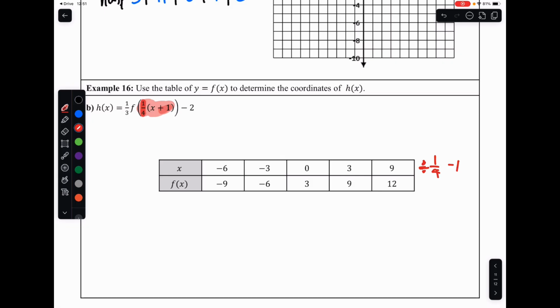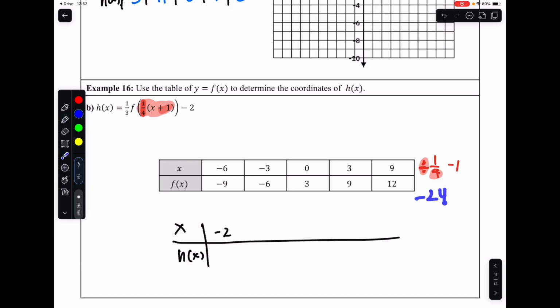So let's do that with these values. Let me make a table underneath, x and h, and let's plot the points. Dividing all of these numbers by 1/4 is the exact same thing as multiplying them by 4, because we flip the number and it becomes 4/1, and we change the operation to multiplication. So negative 6 divided by 1/4 is negative 24. Negative 24 minus 1 is negative 25.